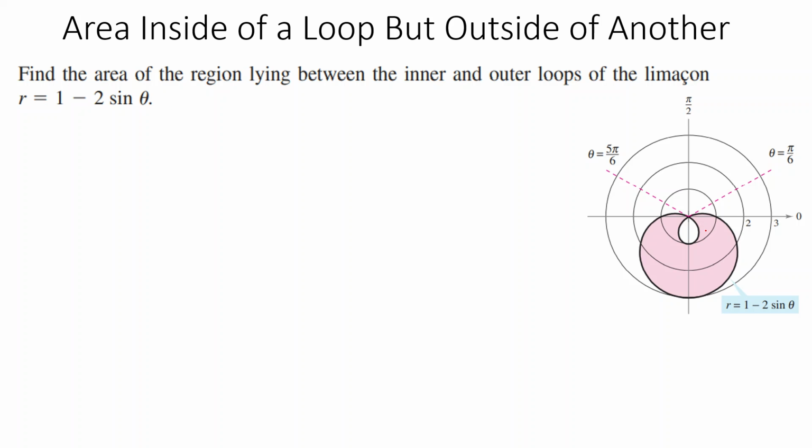So we need to figure out when it is in this inner loop and when it is in the outer loop. What we can do is find the area of the outer loop, and then subtract from it the area of the inner loop. So we just need to figure out when we're in the outer and when we're in the inner. And remember, the area in polar is 1/2 the integral from alpha to beta of r squared d theta. Kind of rhymes.